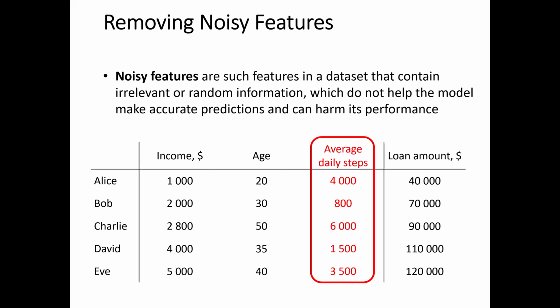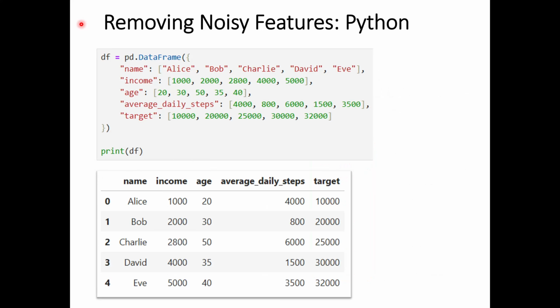It's often hard to tell which features are noisy. To do this properly, it's best to use feature selection methods, but that's a big topic on its own. In the simplest case, you can look at the correlation between all the features and the target variable. Let's take a look at our usual loan dataset, to which we have added a new feature called average daily steps.